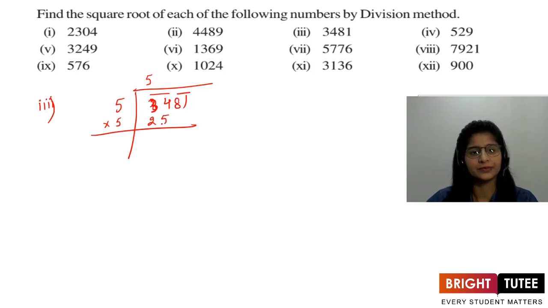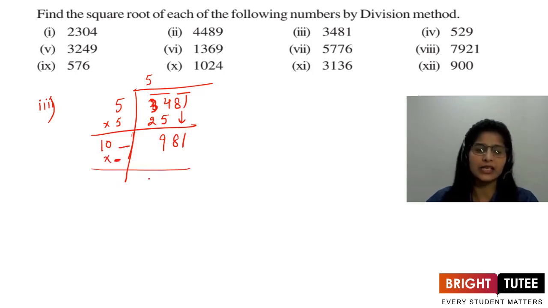Correct? Now if we subtract 25 from 34, what are we left with? We're left with 9. And here 81 will be copied, the next pair. Double of 5 is 10. Now we need to think of a digit to place here and multiply, so that we get 981. With 1 we will not get it, with 1 we will get 101. We need 981. Clear?